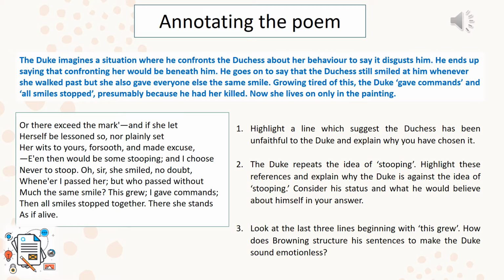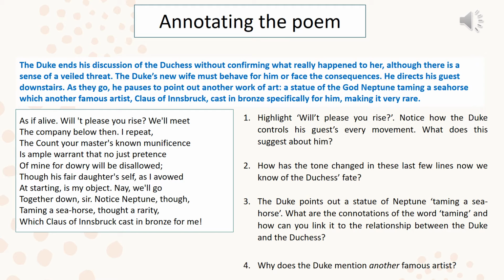So we have semicolons, we have short sentences, we have a couple of 3-word sentences. So what does that suggest about him? The Duke ends his discussion of the Duchess without confirming what really happened to her, although there is a sense of a veiled threat. The Duke's new wife must behave for him or face the consequences.